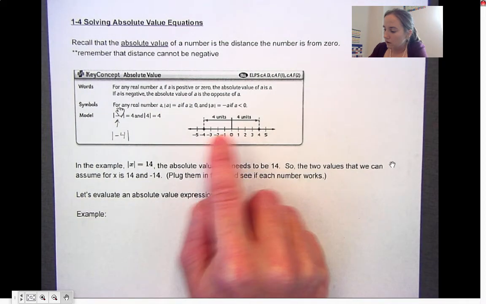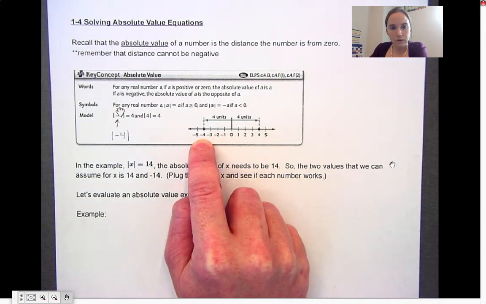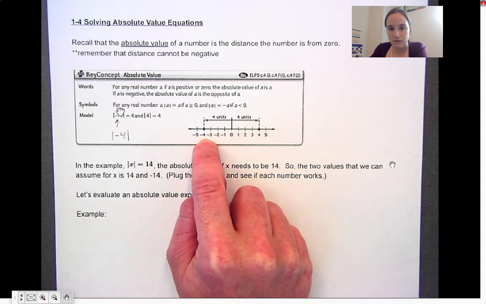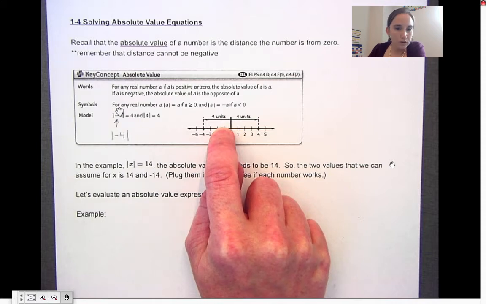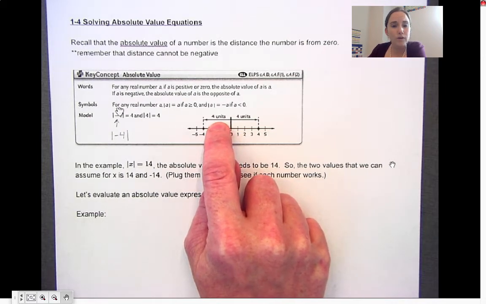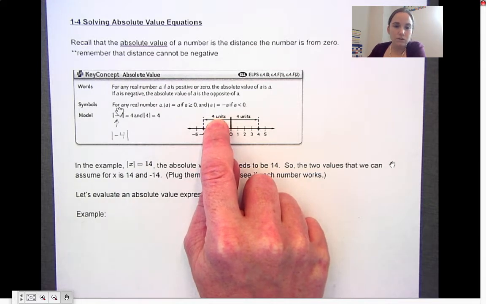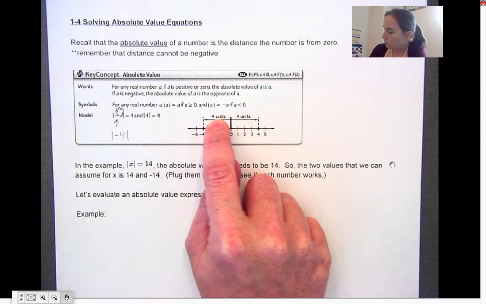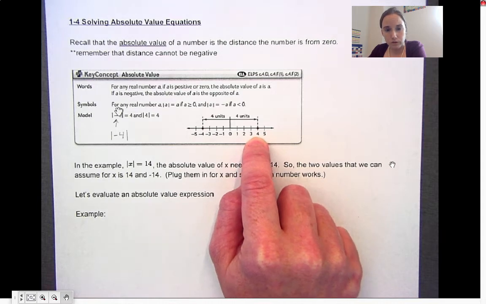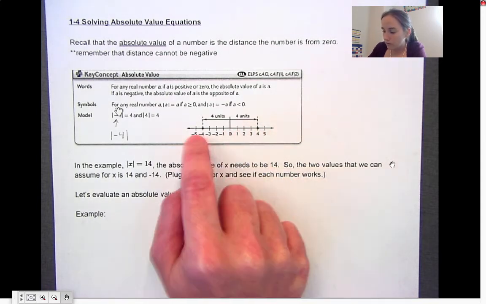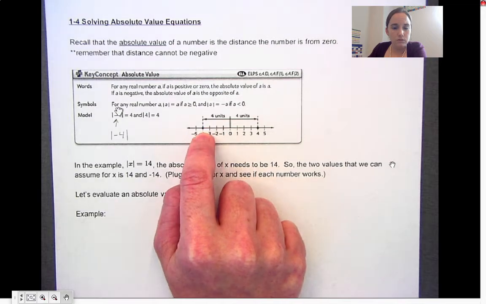So take a look. -4, if I wanted the absolute value, I'm looking for the distance that -4 is to 0, and it is 4 units away from 0. We don't care about the direction that you have to go, we just want to know how far it is. So anytime you're given absolute value, the distance is going to be positive. If they say absolute value is equal to a negative number, you say no, that can't happen, no solution there. Okay? So the absolute value of +4 is also 4 units. It is the same distance away as -4 is from 0.